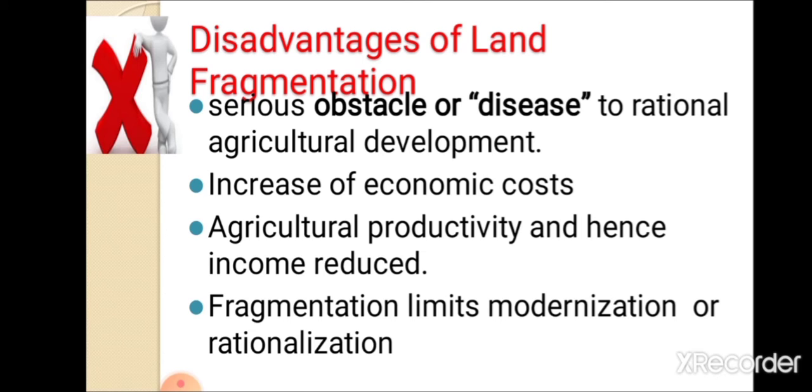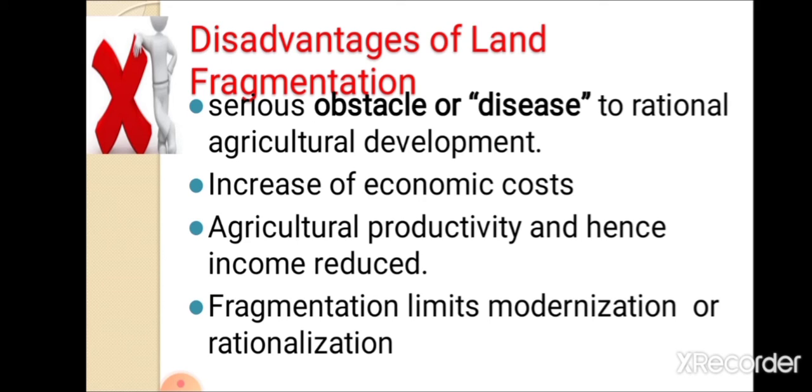Second disadvantage, that is increase in the economic cost. So it is one of the prominent disadvantages of land fragmentation because of time wasted and extra expenses involved in movement of labor, machines, etc. Since the land parcels are scattered in various locations, it is responsible for increase in economic cost, and this increase in economic cost ultimately results in decrease in agricultural productivity and hence income is reduced.